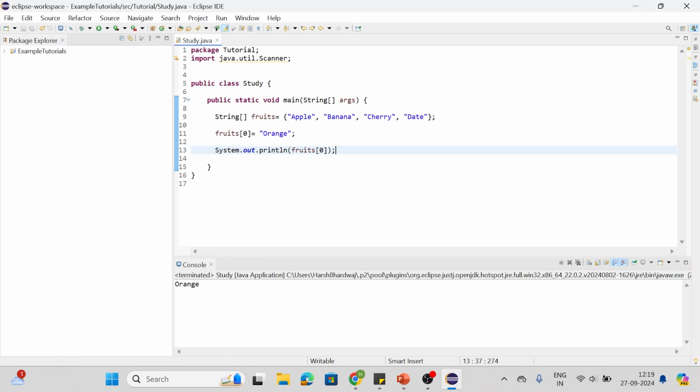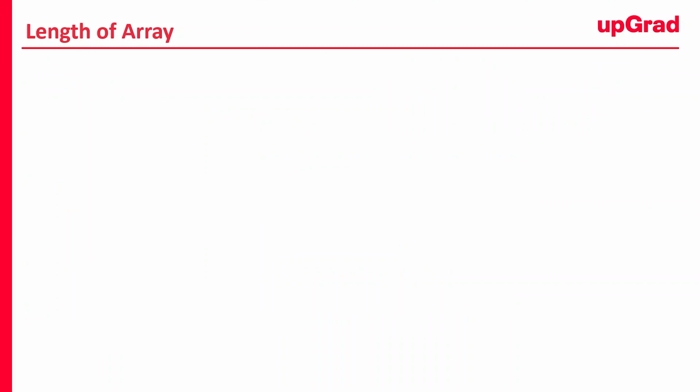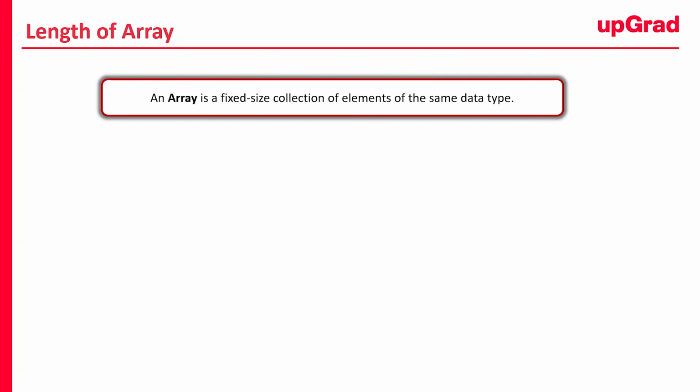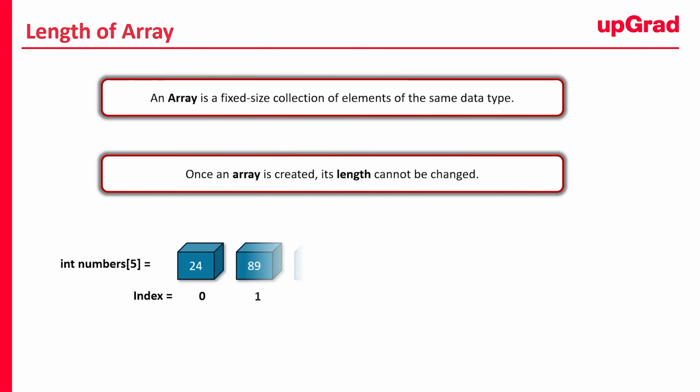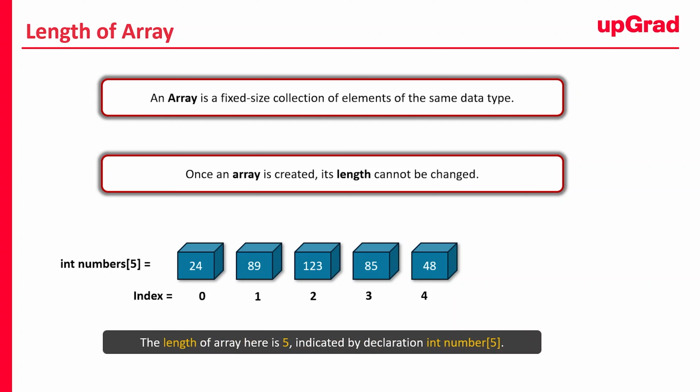Now coming to the next part, which is determining the length of the array. In Java, an array is a fixed collection of elements of the same data type. The length of an array is the total number of elements it can hold. Once an array is created, its length cannot be changed. As simple as that. As you can see on the screen, there's an array numbers which has 5 elements: 24, 89, 123, 85 and 48. Index numbers are also mentioned. So here the length of the array is 5.